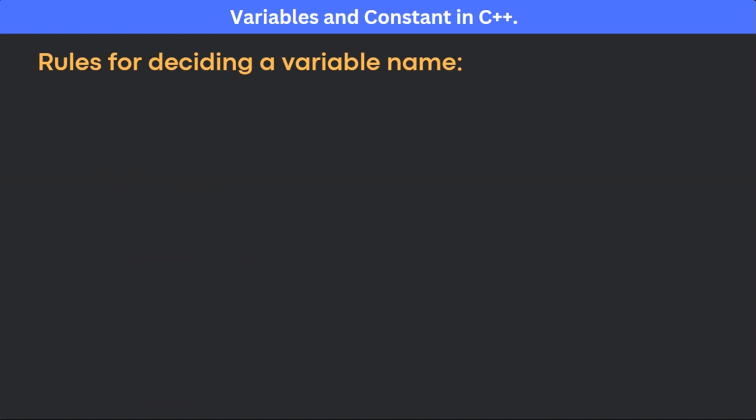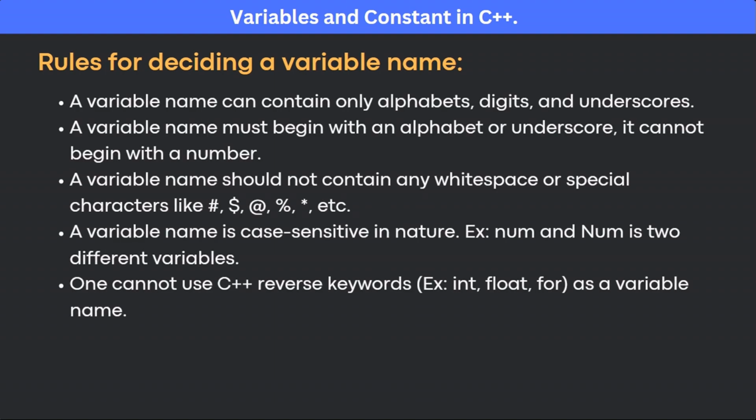So let's understand the rules that we need to follow to decide the name of a variable. The first rule says that a variable name can contain alphabets, digits, and underscores. So whatever name you are giving to a memory location must contain either an alphabet, a digit, or an underscore. The second rule says that a variable name must begin with an alphabet or underscore. It cannot begin with a number.